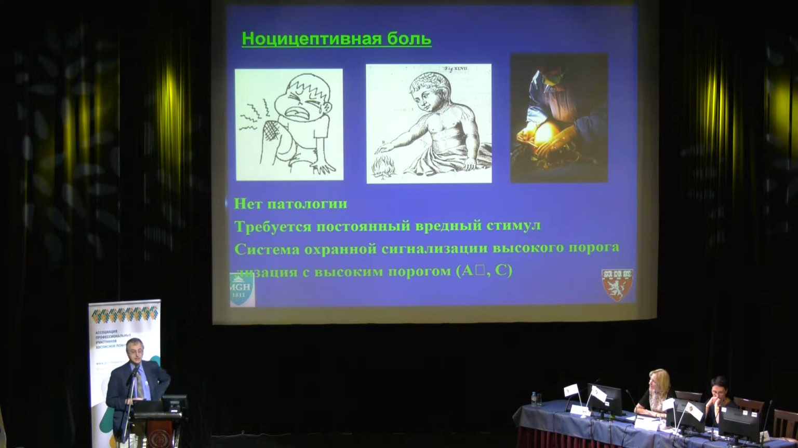There's usually a lesion, it comes from soft tissue or bone, and you can either see the lesion with your eyes, or it's visible on the patient's body, or you see it with a scanner. You can see the lesion in the bone or in the liver. And it's protective, mediated by A delta and C fibers.